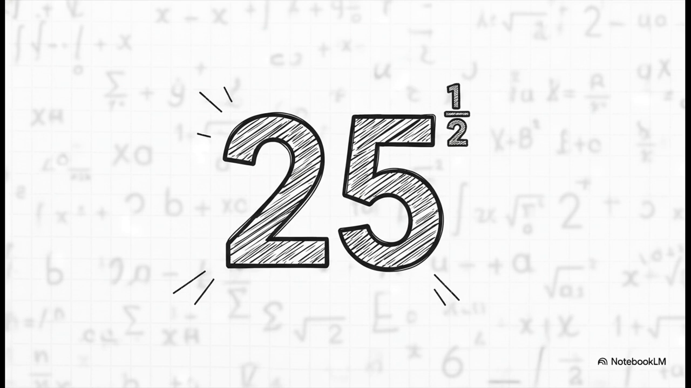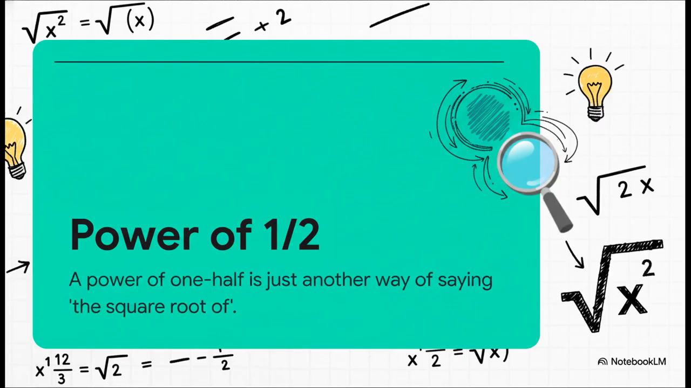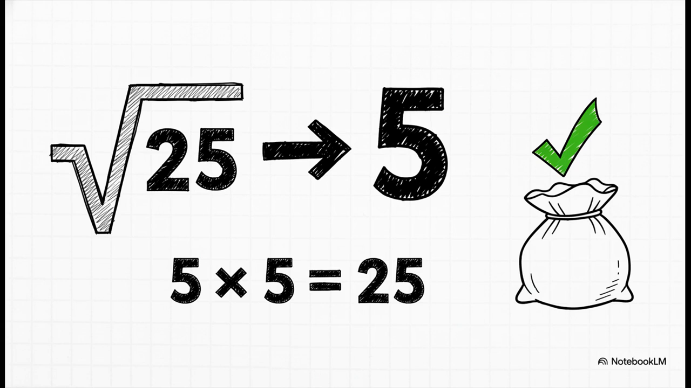So, the big question is, what does a power of a half actually mean? And here is the first key rule you absolutely have to know. Any number raised to the power of a half is simply another way of writing the square root of that number. Once you know that, this problem gets a whole lot easier. So, the square root of 25 is, of course, 5, because 5 times 5 gets you 25. And just like that, the first part of our expression is solved. That's 1 mark in the bag.